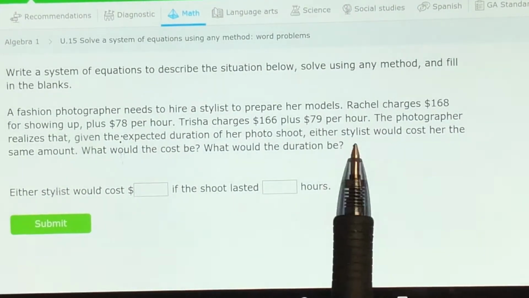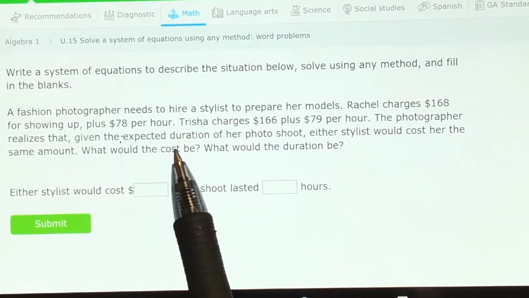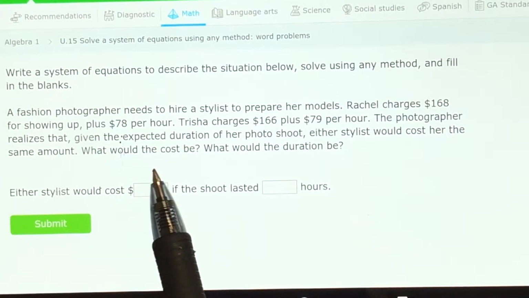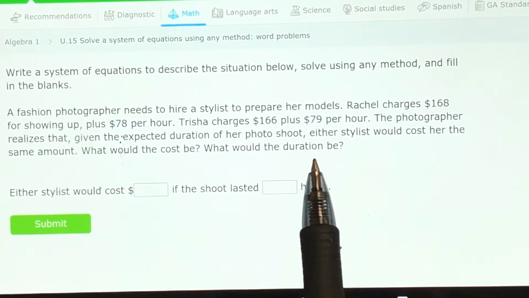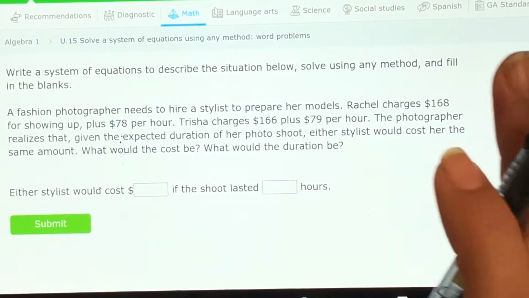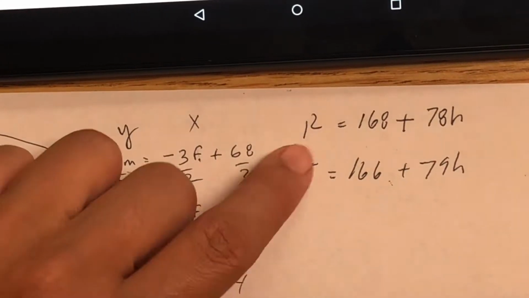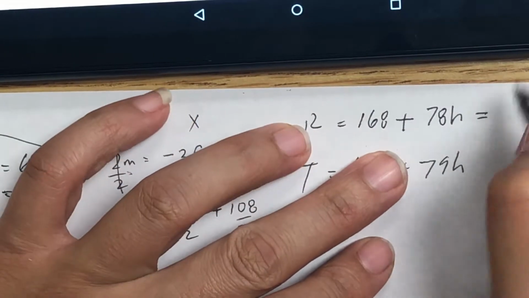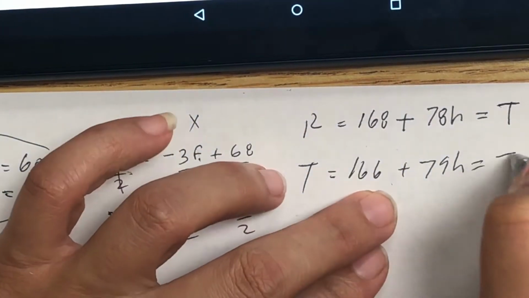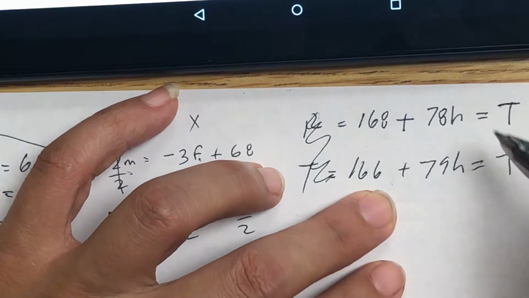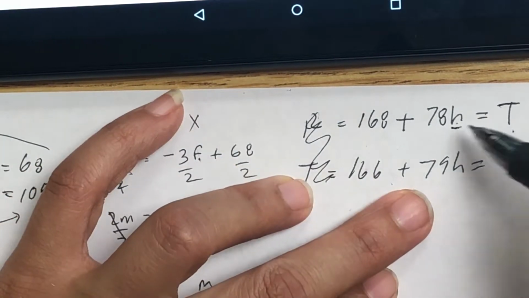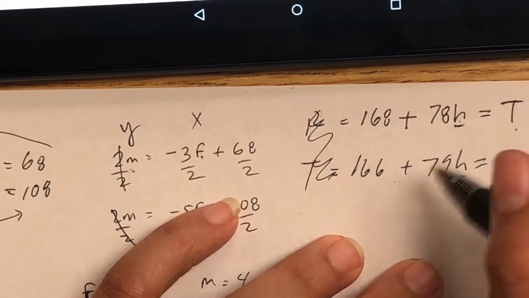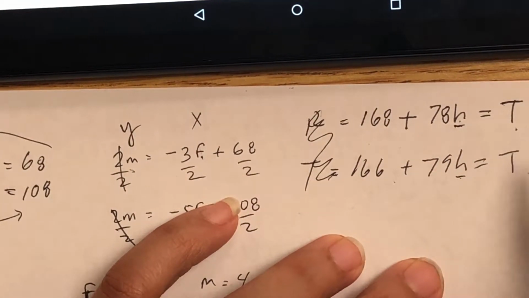Okay. The photographer realizes that given the expected duration of a photo shoot, either stylist will cost her the same amount. What would the cost be and what would the duration be? Okay, so they're saying, whether you go to Rachel or Trisha, the amount is the same. So this is the charge. So the total of whatever that will be, so let me call it T, is the same for both people. So they're asking you, what is the cost and how long does it last? Okay, so actually this is already put in y equals mx plus b form.